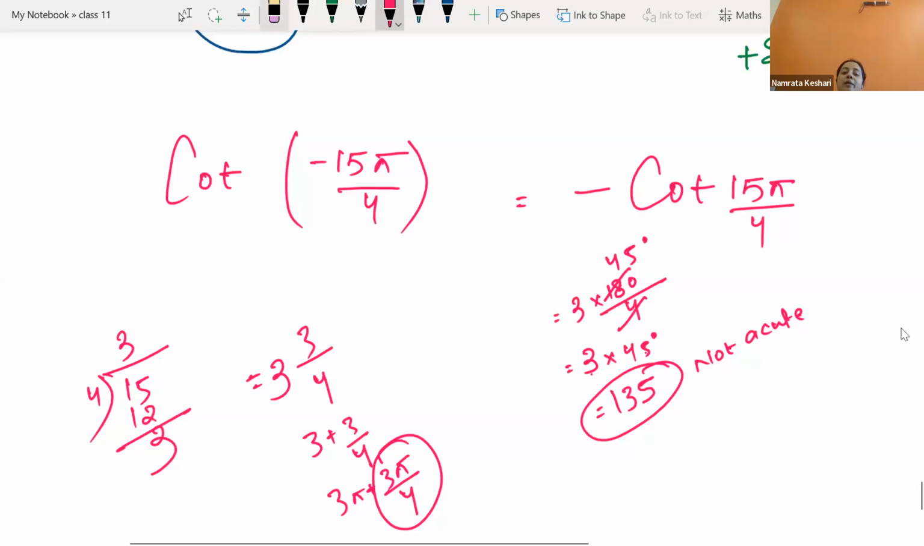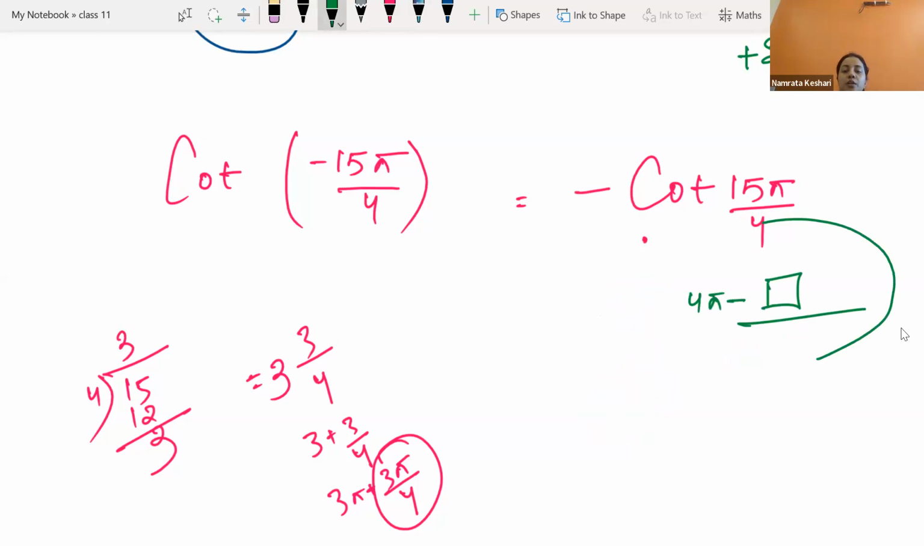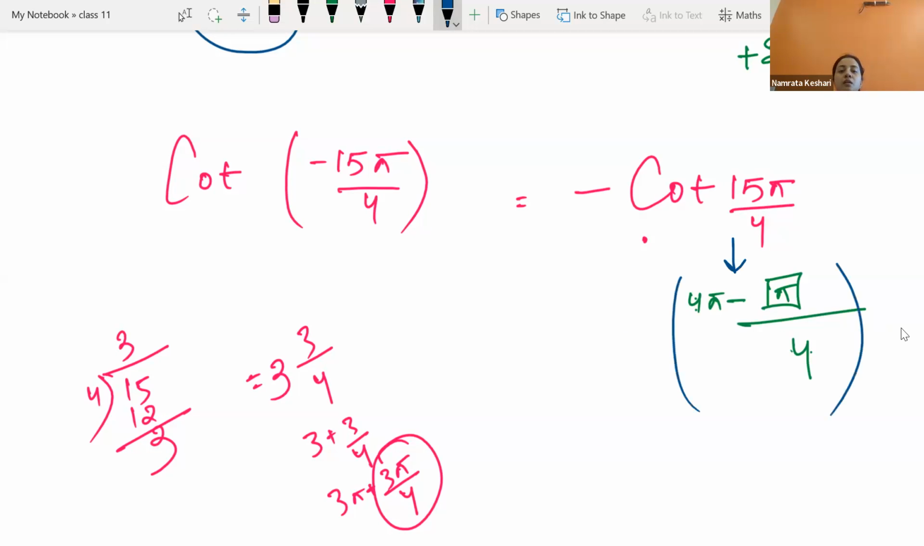Again, we have to take 4 pi minus something by 4. Okay, if you struggle with this, with what to write, then you should write 4 pi minus something by denominator 4. Here also the denominator will be 4. Now count it. 4 fours, 4 4 times 16. 16 pi minus pi by 4. Right, Nabila? Yes, ma'am. Making sense? Yes, ma'am. So this is what we are getting from the angle. Cot will remain cot. Minus will remain minus.